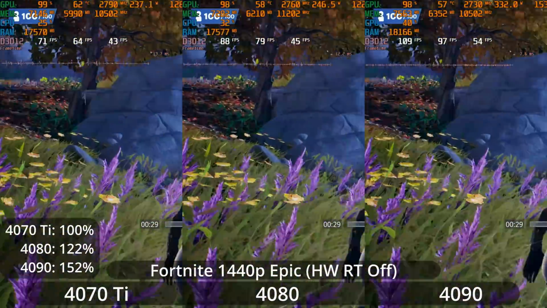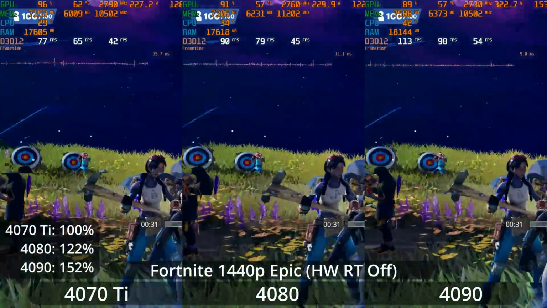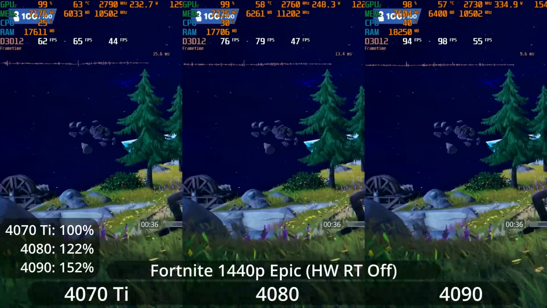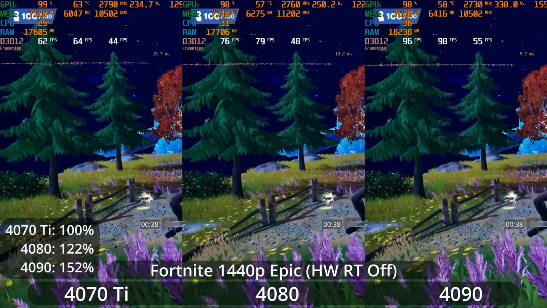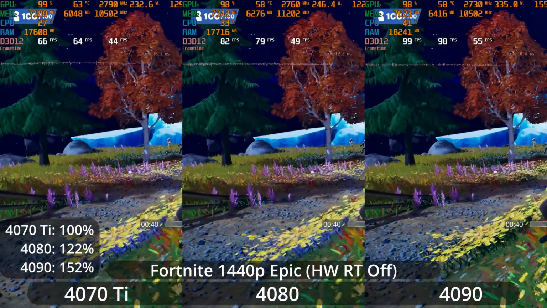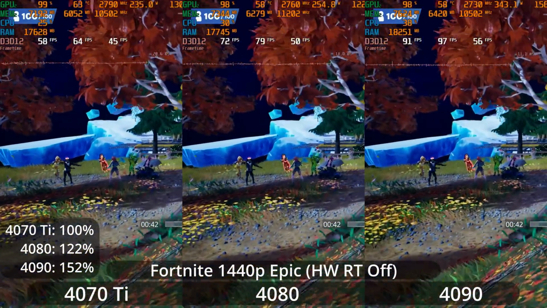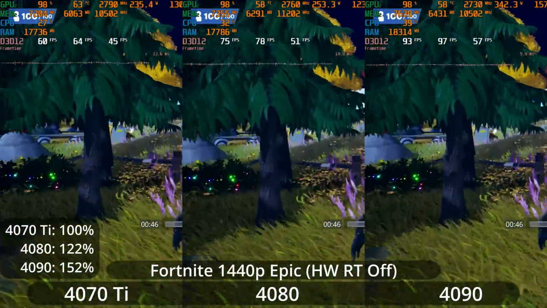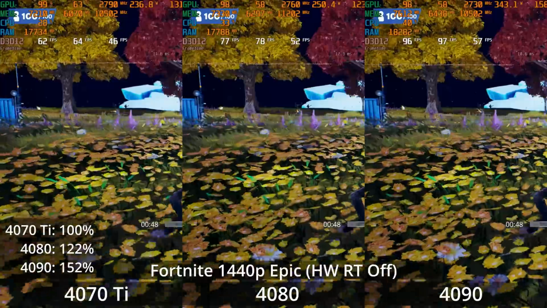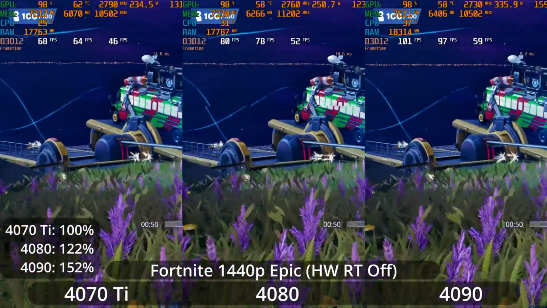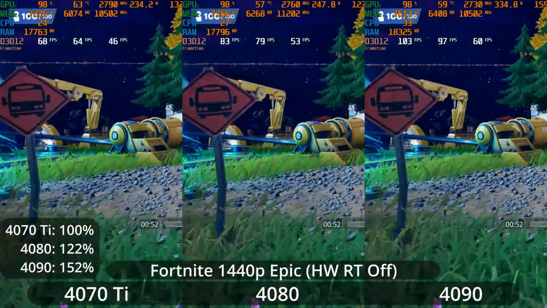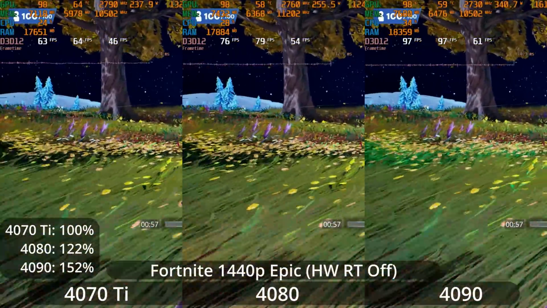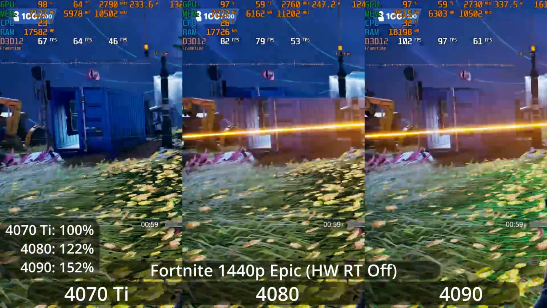If we turn the hardware-accelerated ray tracing off, we can see that it does reduce the GPU demand a bit, and the 4070 Ti is now averaging over 60 frames per second. The 4080 is just under 80 frames per second, and the 4090 is getting close to 100 frames per second. And so I really think the 4070 Ti is more at home here at 1440p when we're looking at these kinds of future, extremely graphically demanding games.